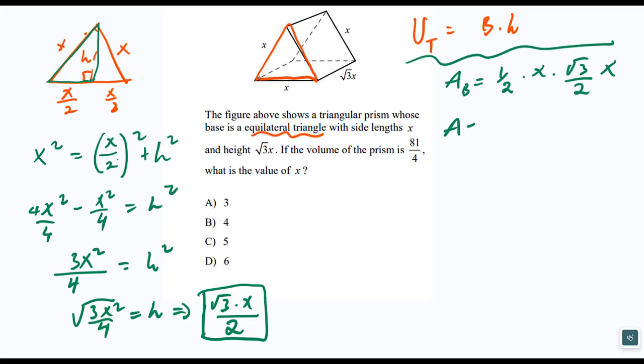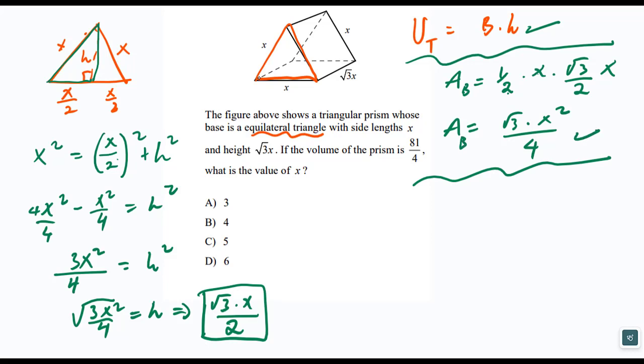So the area of that triangle is simply going to be 2 times 2, which is 4, and then x times the square root of 3 times x is going to be the square root of 3 times x squared over 4. So that's going to be the area of my base. Now I need to use the volume of the actual triangular prism. The volume of the triangular prism is the area of the base times the height. This is the area of my base.